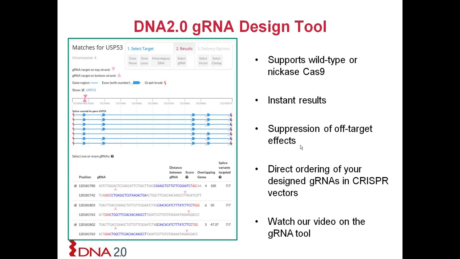It is designed to help with mitigating off-target effects by selecting the most unique targets. You can directly order guide RNA on CRISPR vectors and have them ready for your experiments. If you have any further questions, you can certainly ask us, or also watch our little video on how to use our guide RNA design tool.